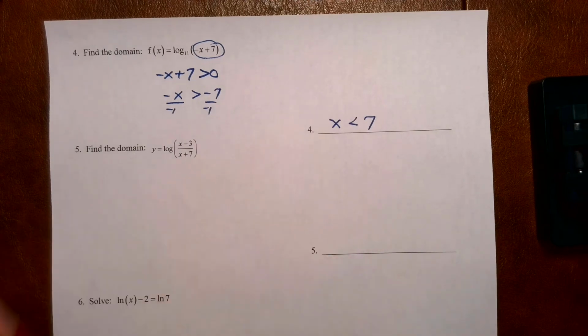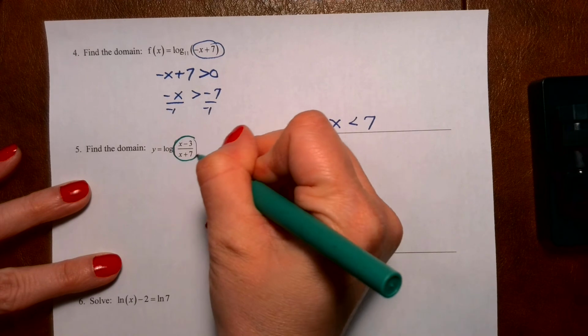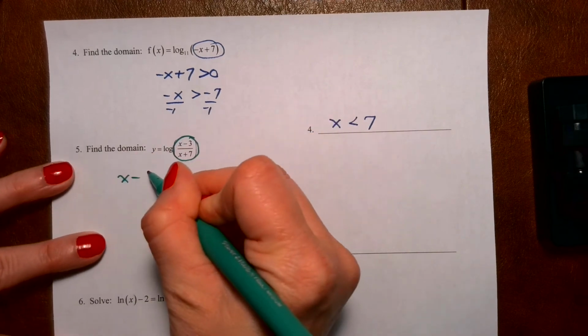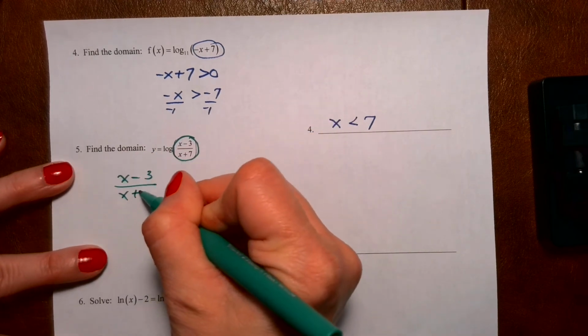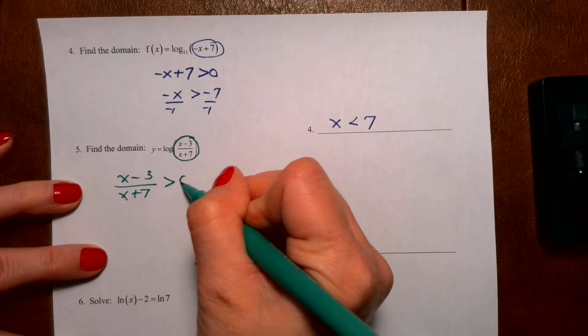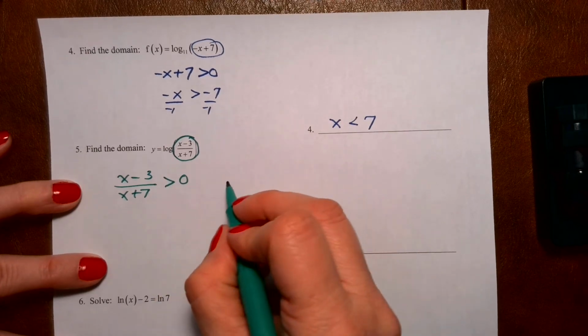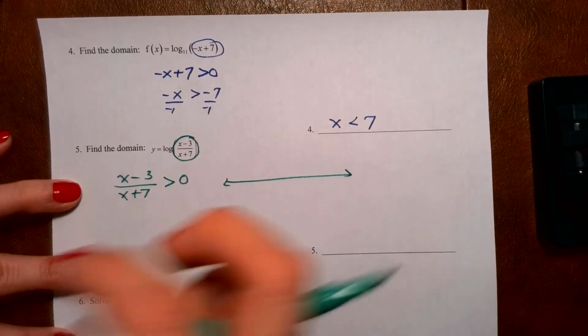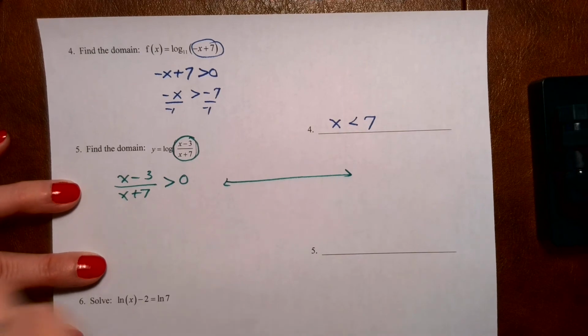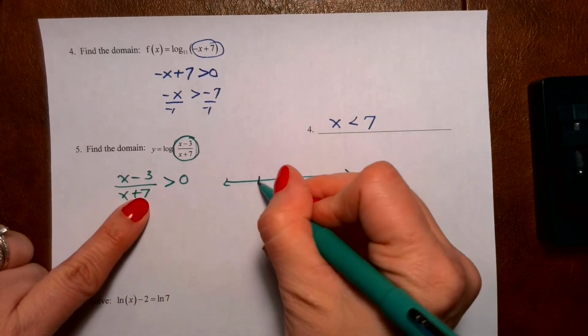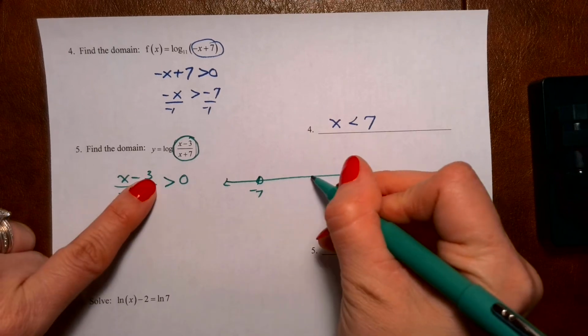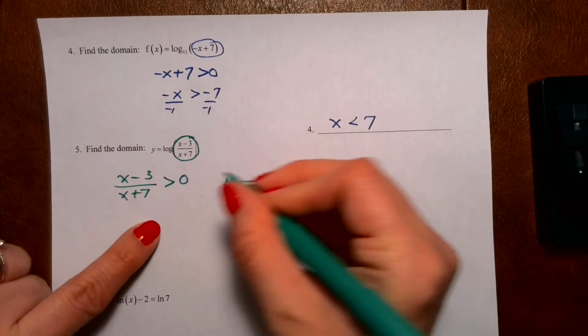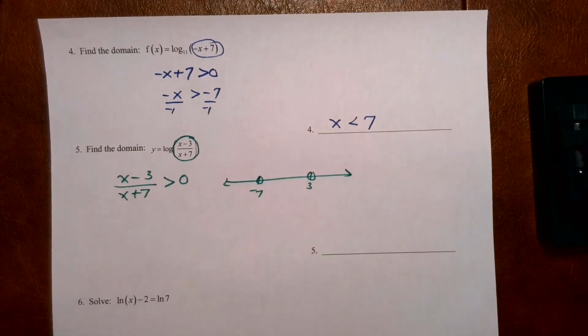Okay, number 5, another domain problem, but this time we have a fraction. Okay, this is a rational function because x is in the denominator. It's still greater than 0. The way that you solve this is with a number line. The critical values come from the numerator and the denominator, so we've got negative 7, okay, and we've got positive 3. They're both open bubbles because it's a greater than symbol, and now I'm going to test the sections.